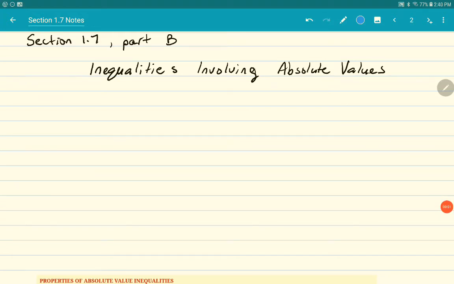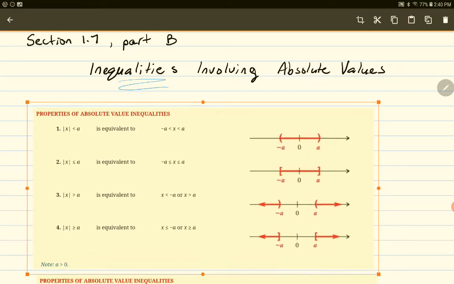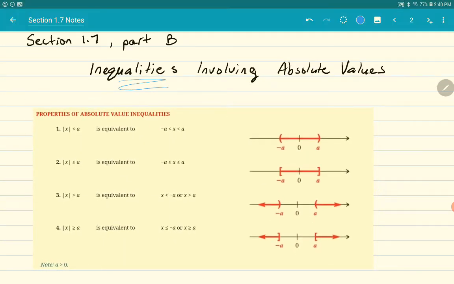All right, in the next part of section 1.7, we're looking at how to solve inequalities involving absolute values. So now that I have inequalities, instead of having two separate equations, I have to think about a range of values. So let's look at this properties of absolute value inequalities box from your textbook and try to figure this out. We know a is a positive number. So let's let a be 5 just to look at this.